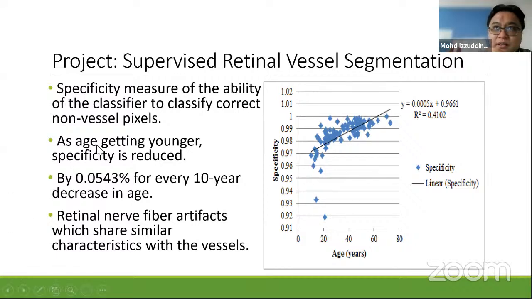So it means it can detect the artificial fiber of your retina. If you see here, for every 10 years the age decreases, the specificity will decrease by 0.05343%. We think that as you are younger, the characteristics of your vessel and your retina fiber are almost the same. So it's difficult to distinguish, because you are too young, it's too elastic, I think.